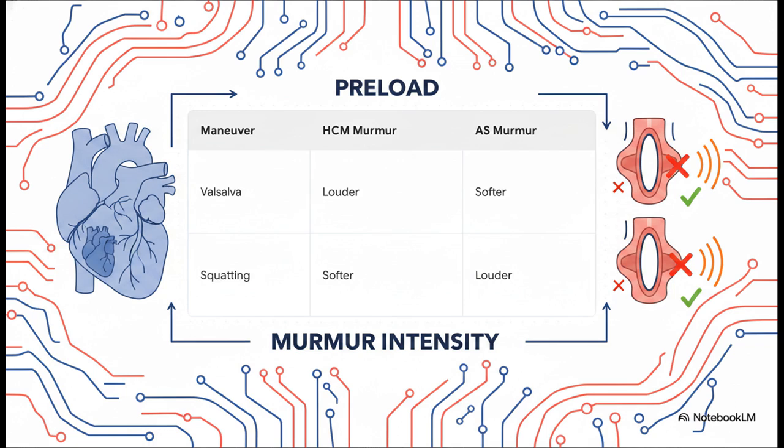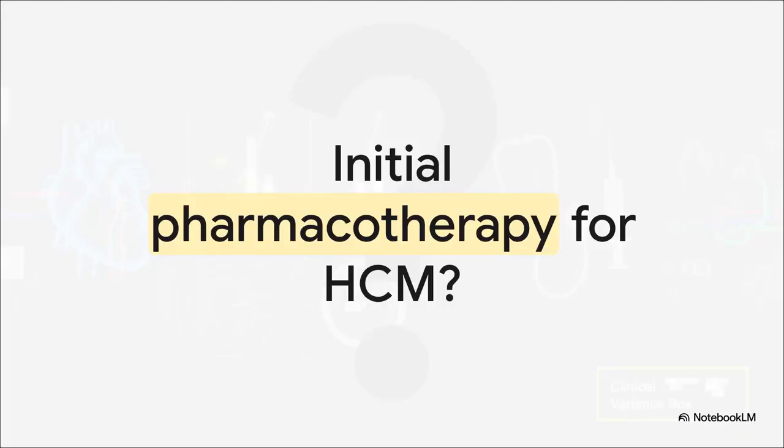If you squat, you increase preload, dilating that left ventricle. This physically pulls the septum and mitral leaflet apart, relieving the obstruction so the murmur actually gets softer. Conversely, if you decrease preload with a Valsalva maneuver, the ventricle shrinks, the physical obstruction worsens, and that murmur strictly intensifies. So, let's put this into a classic presentation.